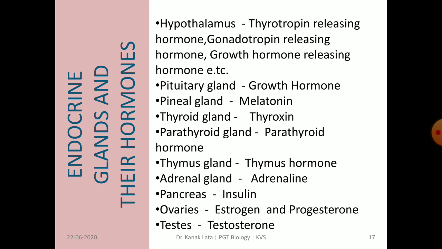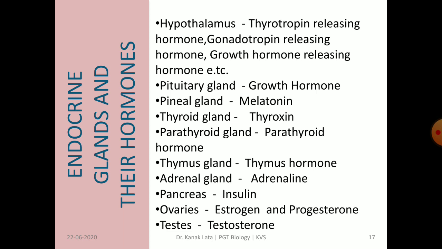The pituitary gland releases growth hormone. The pineal gland secretes melatonin. Thyroxine is secreted by the thyroid gland. Parathyroid hormone is released by the parathyroid gland. The thymus gland releases thymus hormone. Adrenaline is secreted by the adrenal gland. The pancreas releases insulin. Estrogen and progesterone are released by the ovaries, and the testis releases testosterone.